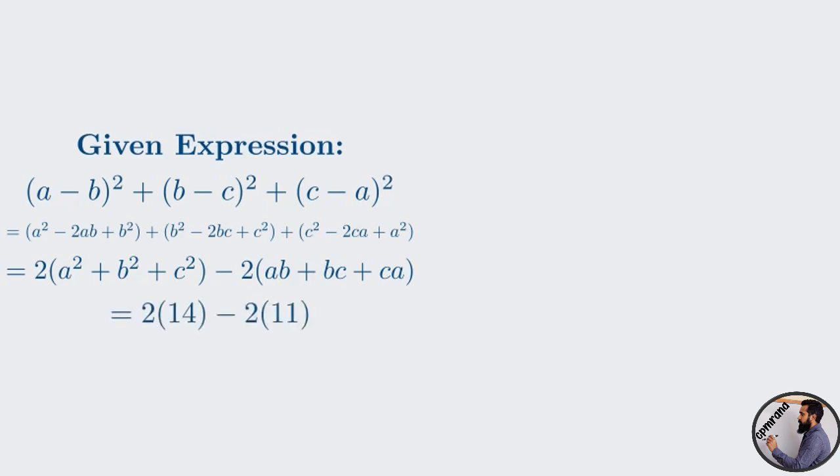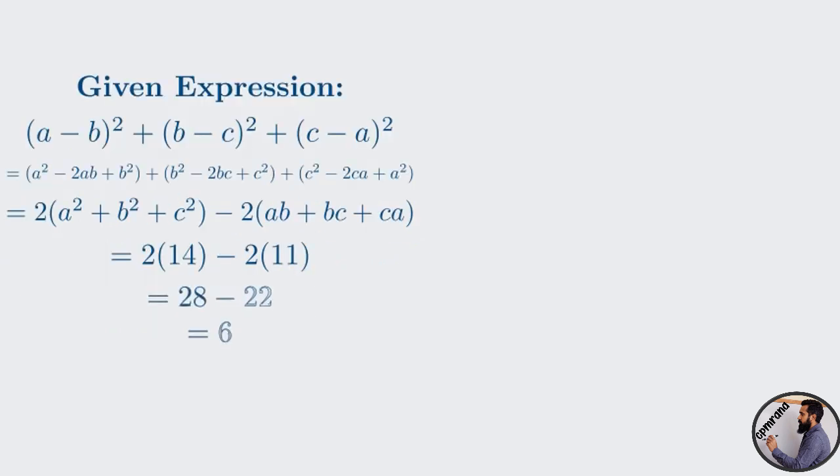Now we substitute the values we know. We were given that the sum of squares is 14, and we just calculated that the sum of the products is 11. Multiplying gives us 28 minus 22, which results in a final answer of 6.